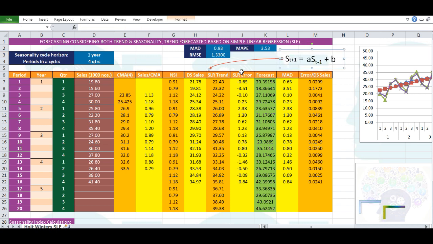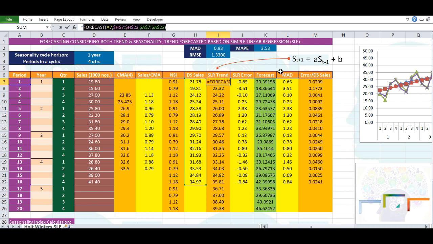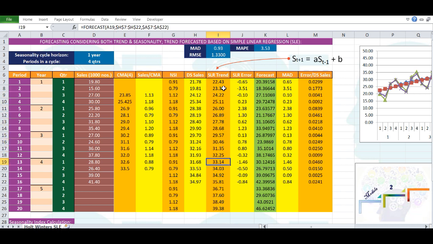To achieve this, in the column SLR, we perform a simple linear time series regression or straight line forecasting on the deseasonalized values in column DS sales, which contain only level and trend and have been stripped of seasonality. We use Excel's inbuilt forecast function for simple linear regression, using time as the independent variable. Please note that this is not a causal regression, but a time series one. So, column I, SLR trend, gives the forecast that factors in both level and trend.